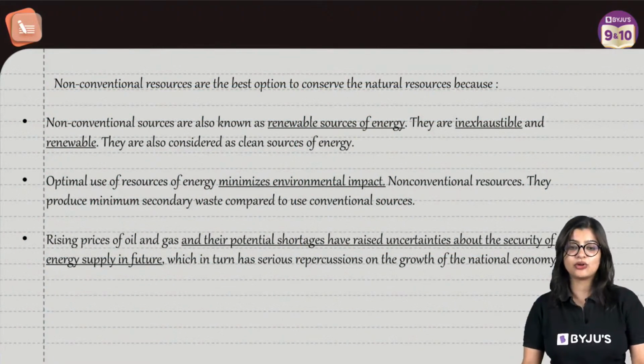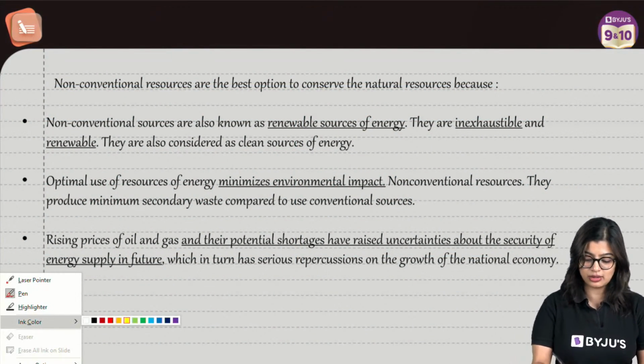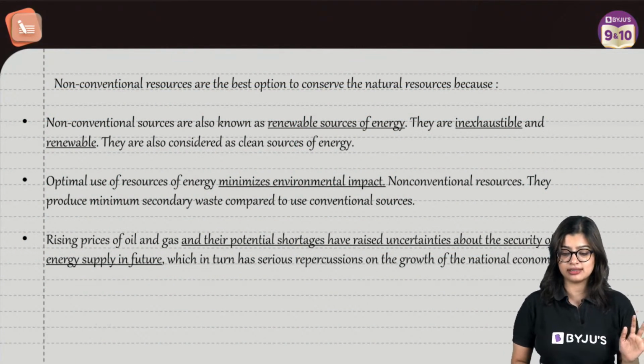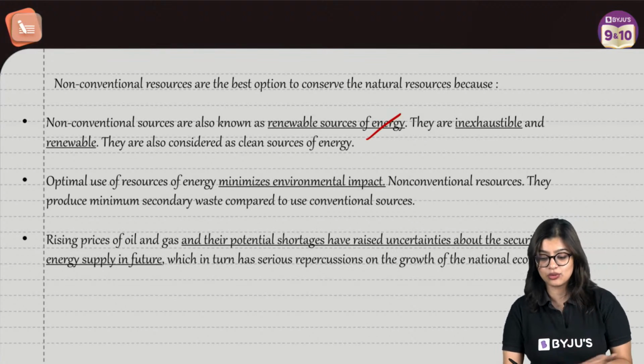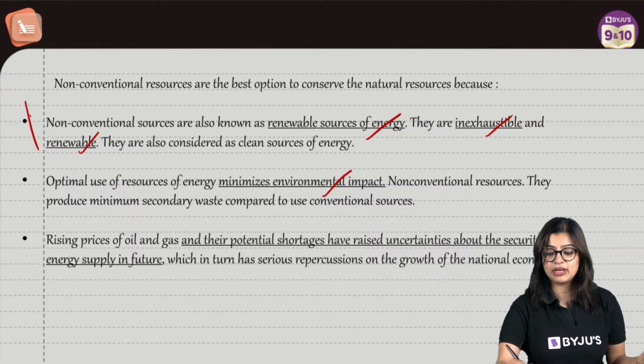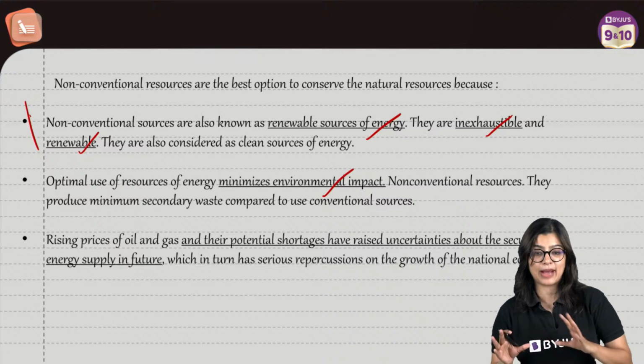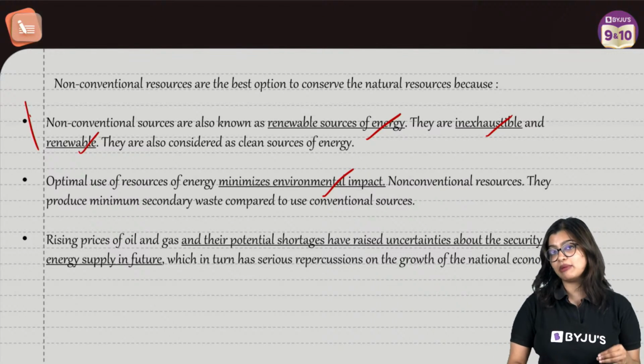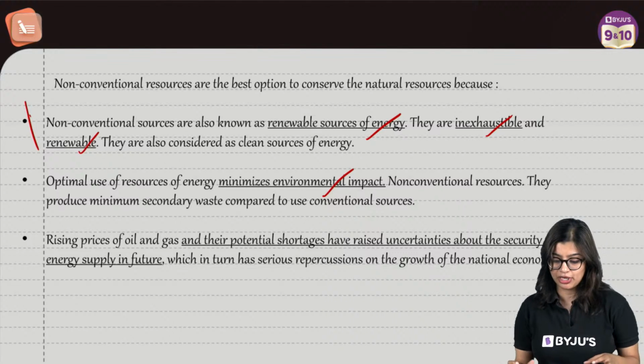Yes. Very good. Ma'am, we learned this in 5th standard also. I know, right? Easily you will get 5 marks in this. So you can talk about how they are also known as renewable resources. They are inexhaustible and renewable. 1 mark for this. They minimize the environmental impact, right? That means that they don't cause a lot of pollution.